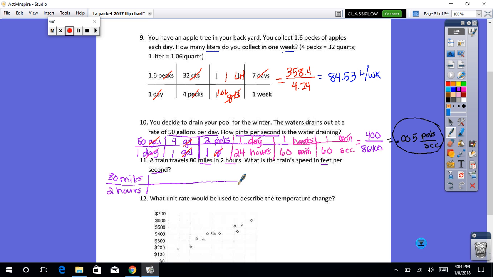Let's do our miles to feet conversion first, just because it is one step. Miles to feet. According to your conversion chart, there are 5,280 feet in every 1 mile. So that eliminates our miles conversion and leaves us with feet, which is what we want. Now from hours, we have to get to seconds. So hours is going up here so that they cancel. Hours to minutes.